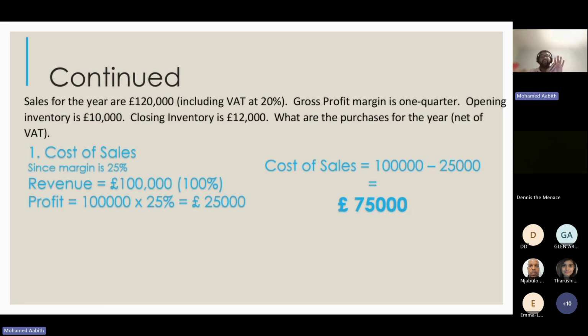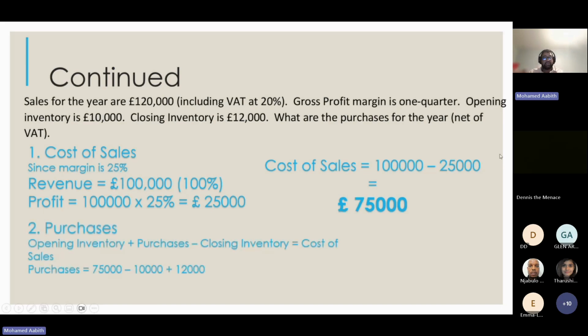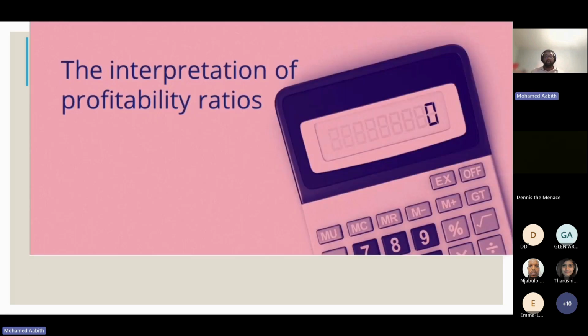Remember the formula: opening inventory plus purchases minus closing inventory is going to be equal to my cost of sales. So let's put that into the equation again. If I rearrange the formula, the purchases will be 75,000 minus 10,000 plus 12,000, which will give you £77,000. Again, when you get this question, guys, please ensure the VAT should not be part of your calculation. Why? VAT gets paid on top of your sales revenue. So when I'm doing the sales revenue, I need to put the net sales amount in any of my calculation. Okay, so it's a good question to do.